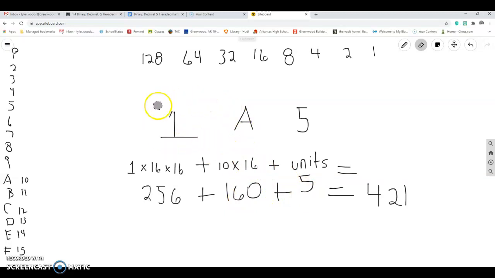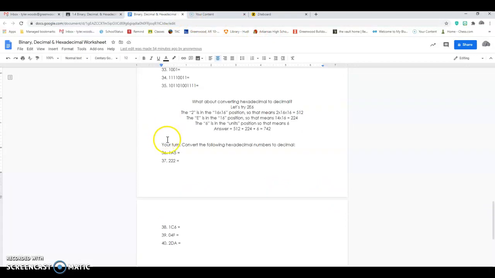And then on this third place to the right, it's times 16 twice. If there was another digit to the left, it would be times 16 three times. So you're going to take whatever number this is, which is a 1. 1 times 16 times 16 is 256. So I have my 3 numbers converted now. 256 plus 160 plus 5 equals 421. So the answer on 36 would be 421.